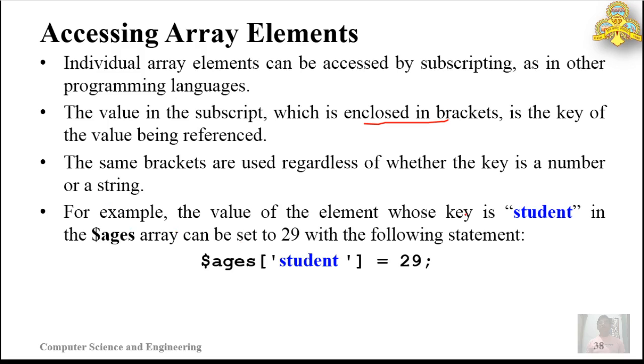So for example, if you want to assign a value to the key student in the array ages with the value 29, we can write the statement like this. Observe, $ages is a hash based array, that is an associative array. The key used here is student, it's string type, and for this student key the value assigned is 29. It need not be 29, it can be a string also. So you can assign any value to the key student.